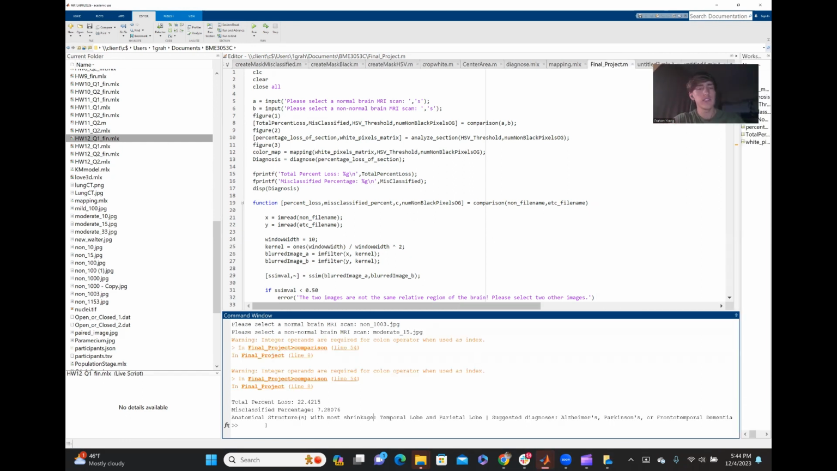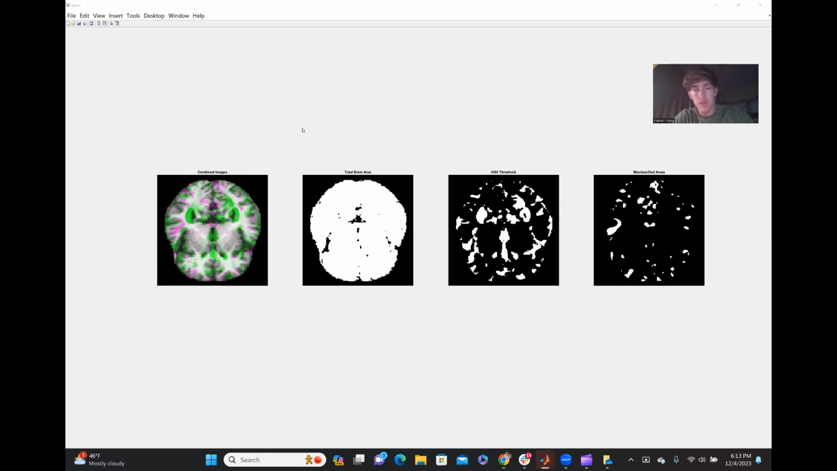After running the code, we can then see the three main outputs below, being the total percentage loss, the misclassified percentage, and the anatomical structures with the most shrinkage. And using those anatomical structures, we can then do a suggested diagnosis shown here, which evidently is Alzheimer's, Parkinson's, or frontotemporal dementia. Here are the four main outputs of the comparison function.